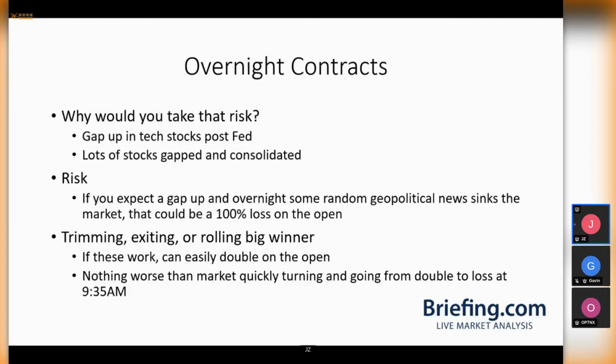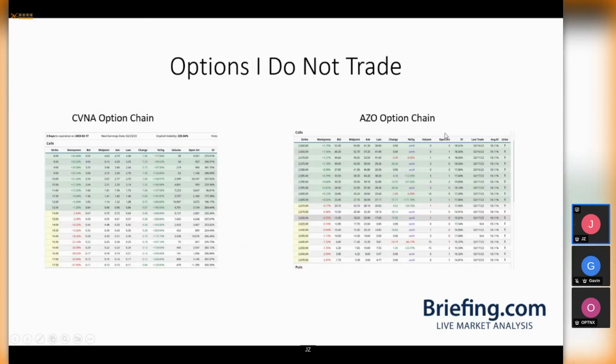All right. And as far as options that you trade, you kind of stick to your wheelhouse. What are some options that you just won't trade?